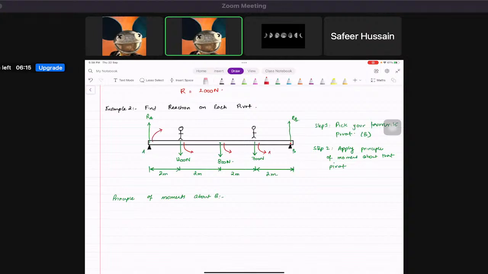This is anti-clockwise, anti-clockwise, anti-clockwise, and the last one is the clockwise force. The reason I'm completely ignoring the RB force is because about B it does not have a perpendicular distance. The perpendicular distance from B is 0, as it is exactly acting on the same point as B.